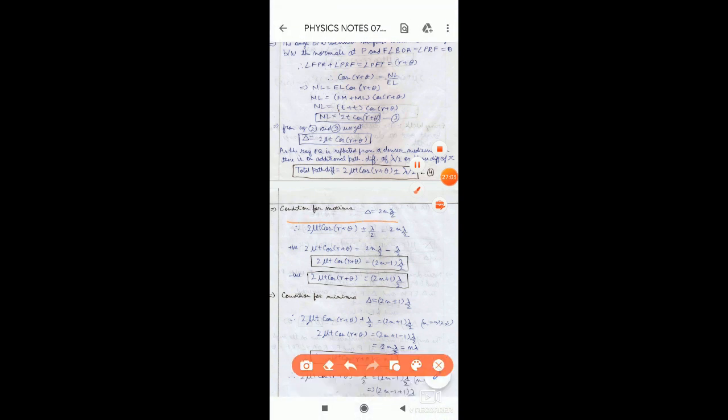As we know, the path difference should be an even multiple of lambda by 2 in case of the condition for maxima. So we have the effective path difference: write down 2 mu t cos(r + theta) ± lambda by 2 equal to 2n lambda by 2. Put here, you get the desired result: 2 mu t cos(r + theta) equal to (2n + 1) lambda by 2.